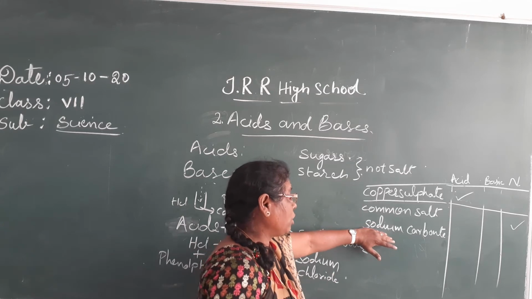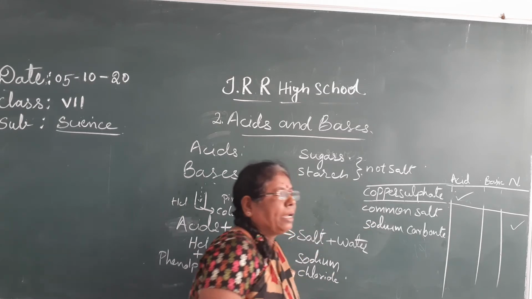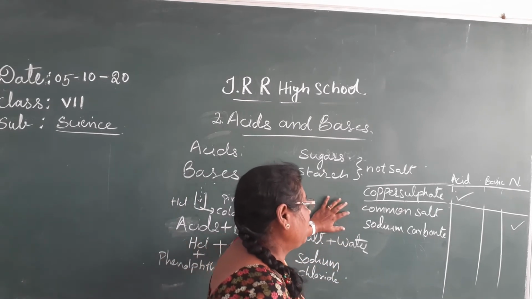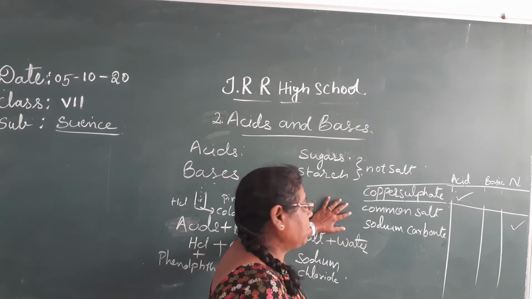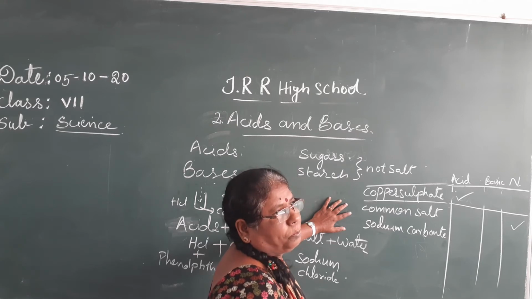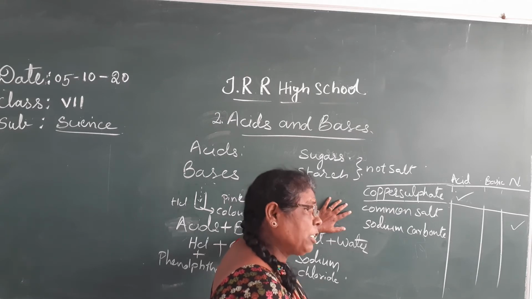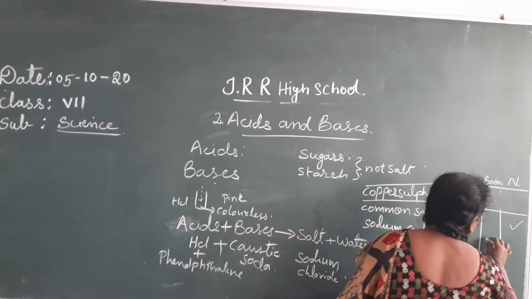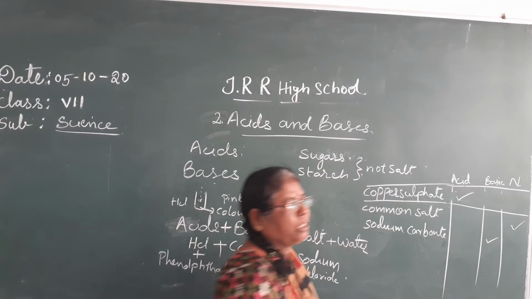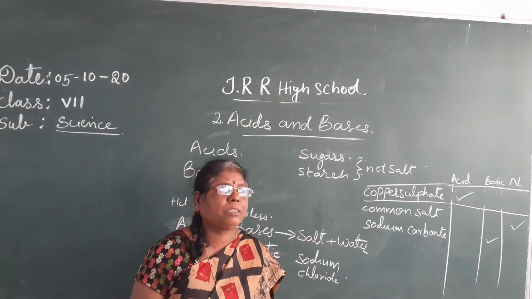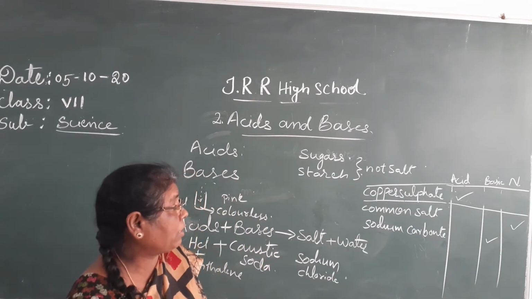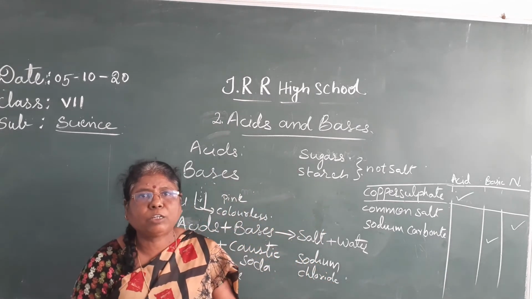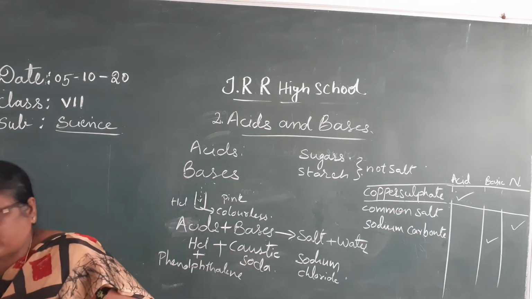Now coming to sodium carbonate. Again test it with the litmus paper. Take blue litmus paper, dip it in the sodium carbonate solution, there is no change. Use red litmus paper. Red litmus paper changes into blue color, meaning it is basic in nature. So here some salts are acidic, some salts are basic. How to find out? By using the litmus paper we can find out the acidic or basic nature of the salts, isn't it?